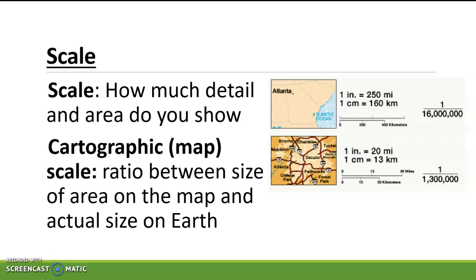So if we're looking at these two maps here, we've got Atlanta. We're looking at a small scale for the first one and a large scale for the second one. Where people get confused is they think, oh, well, it's a much larger space, so it's got to be a large scale. No, you've got far less details. And when you have far less details, then you are looking at a smaller scale. When you have more details, you're looking at a larger scale. So when you have more details on a smaller amount of space, that's a large scale. When you have less details on a larger amount of space, that's actually a small scale.